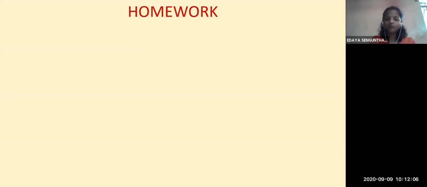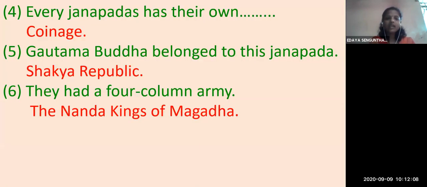Okay, sure, will do. Every Janapada has its own coinage. Gautam Buddha belonged to this Janapada, that is, to the Shakya Republic. They had a 4-column army. Who were having a 4-column army? The Nanda kings of Magadha were having a 4-column army. Okay, Khushi, anything else you want to ask, beta?